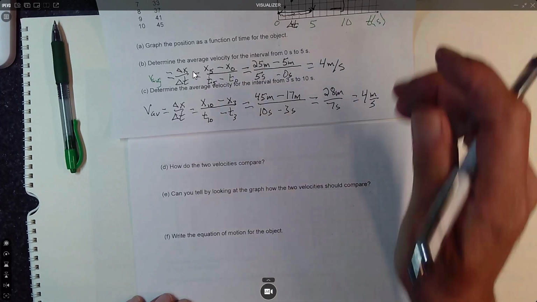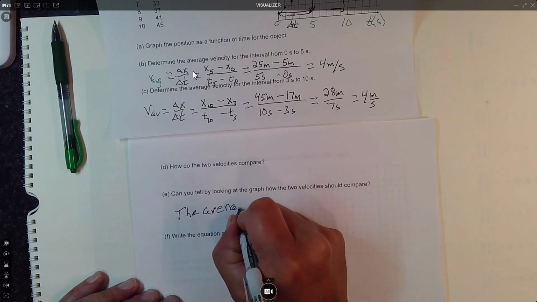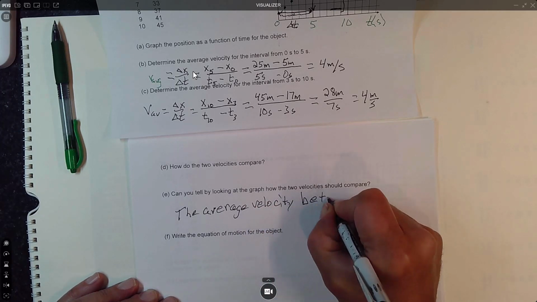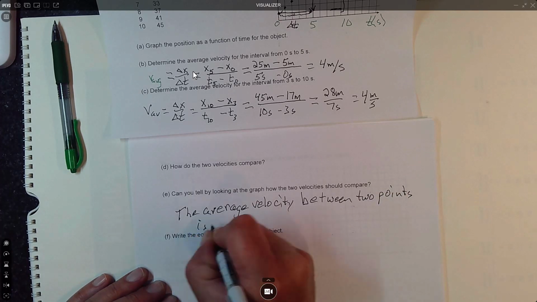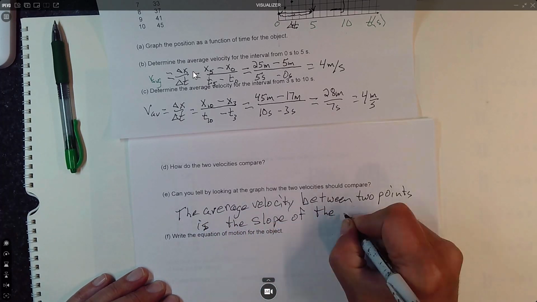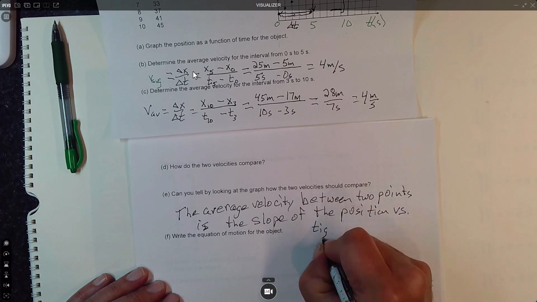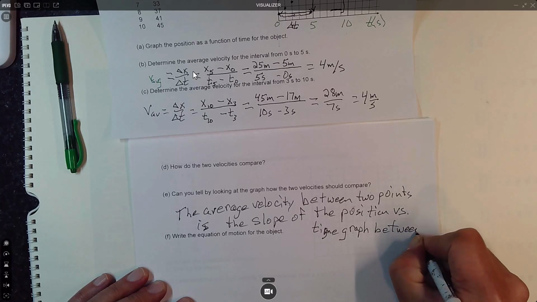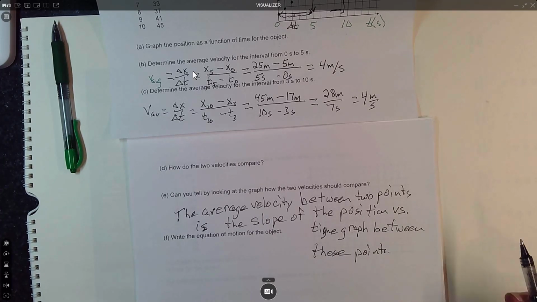That's a big idea. The average velocity between 2 points, this is going to be a mouthful, is the slope of the position versus time graph between those 2 points. Okay, that's a big idea.